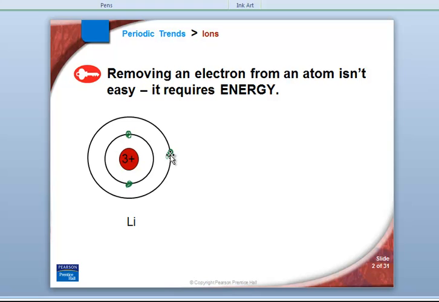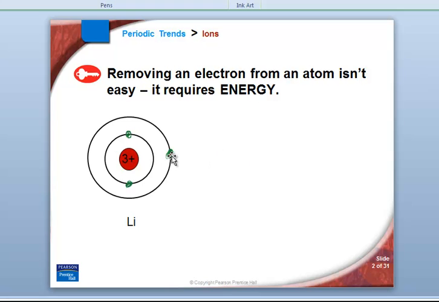Okay, so now, who cares about removing electrons? Why is that a big deal? Well, when atoms interact with each other, say in a chemical reaction, or if 2 atoms are going to form a chemical bond, many times the transfer of electrons is involved, and that requires energy to move those electrons from one atom to another. So it's something that we've got to understand and got to be able to quantify.